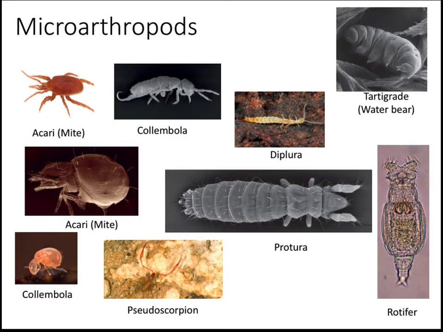Somewhat bigger than the protozoa and the nematodes are these microarthropods. You've got mites and springtails and pseudoscorpions and protura, rotifers, my favorites, the tardigrade, a water bear. But they help to fragment material. They help to consume fungi and bacteria. And again, messy eaters, they're cycling those nutrients around. They're making those nutrients available for other organisms in the soil environment.